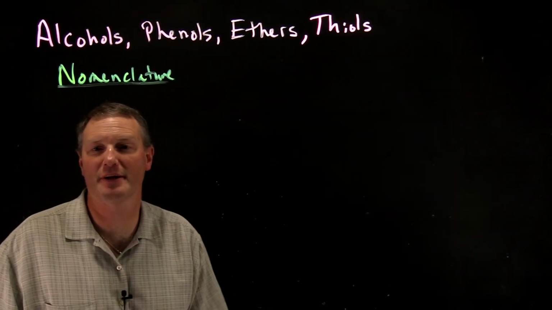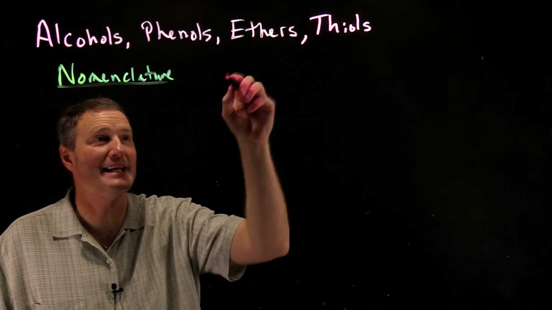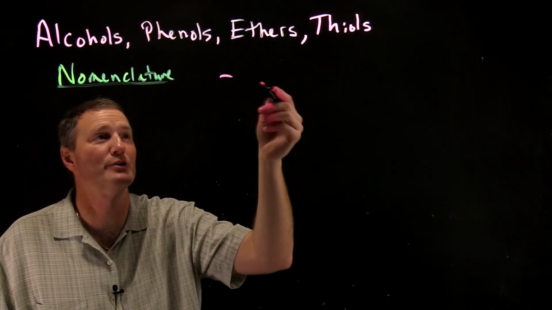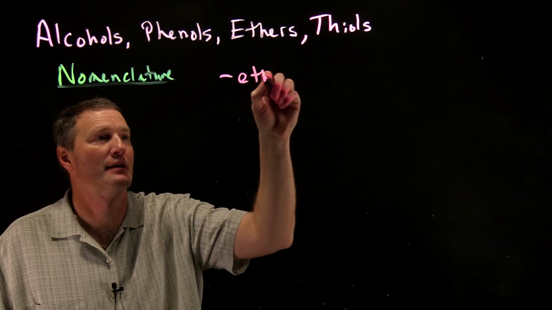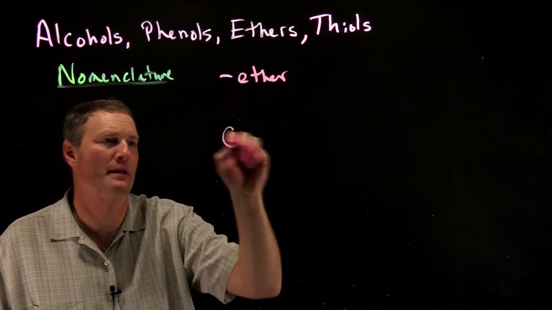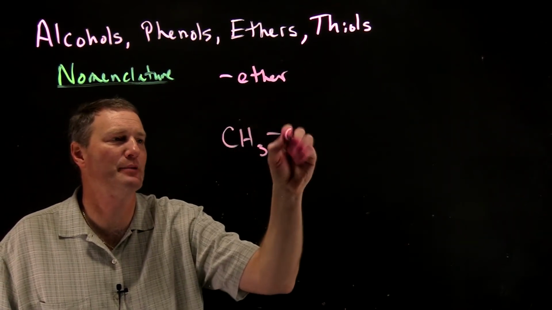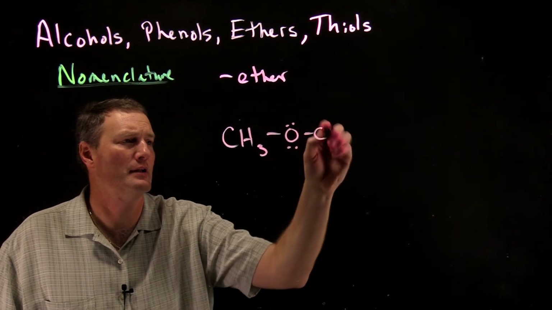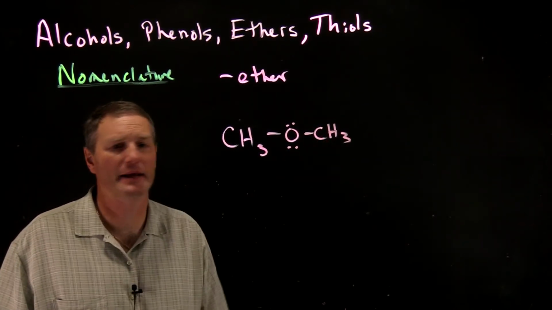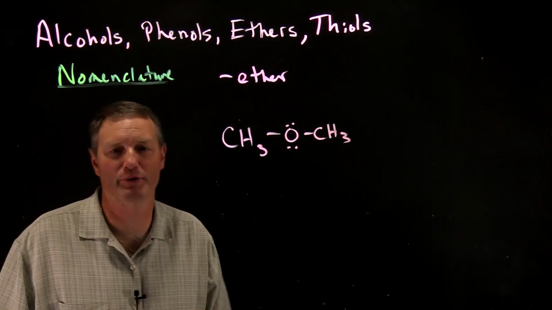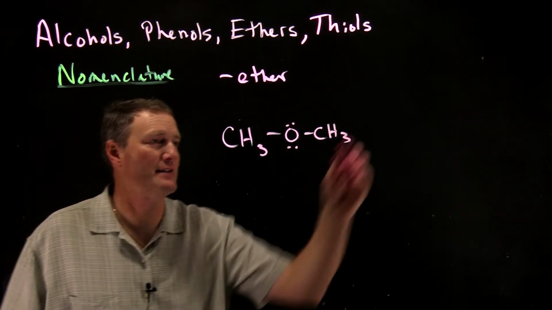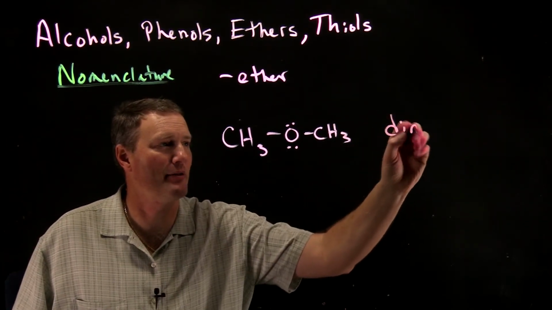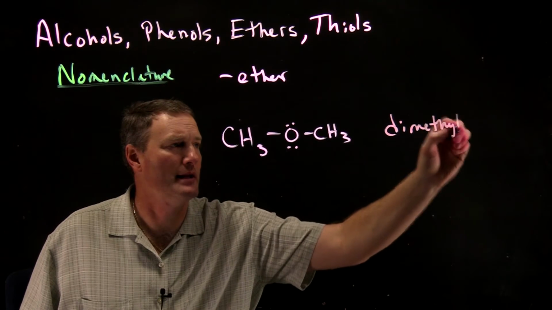Let's take a look at the nomenclature of compounds that contain ethers. And these actually will use the word ether in the name. So if I had a very simple ether, like this one, okay, notice it's sort of symmetric, has 2 methyl groups on either side of the oxygen. This is simply called dimethyl ether.